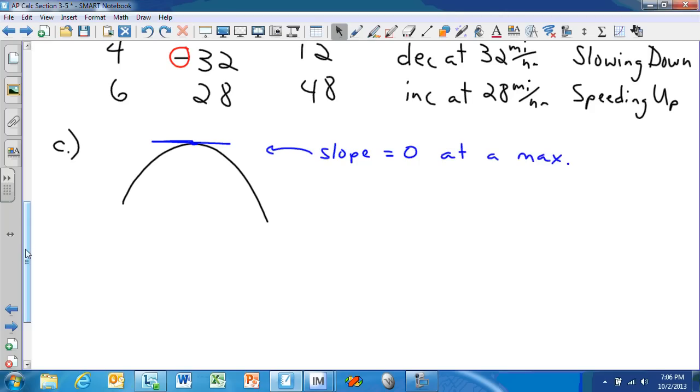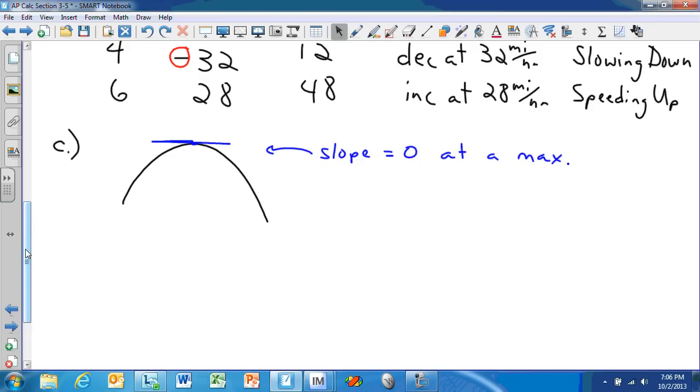Now it turns out that you can also have a slope of 0 at other points, but the way to find the maximums is to find out where the slope is 0, and then use that to help me figure out if it's a maximum or not.